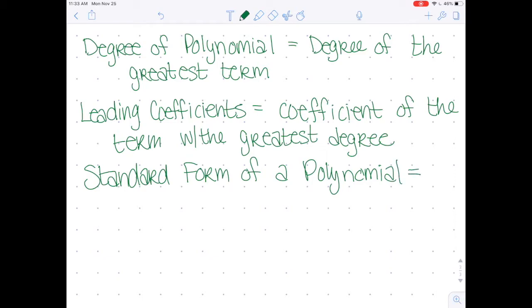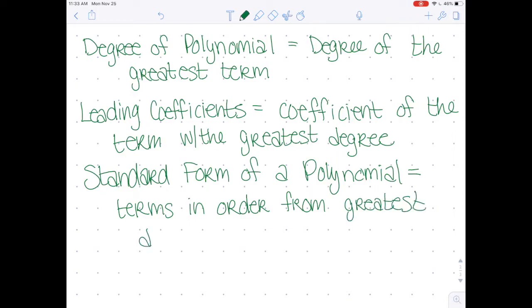And this is where the polynomial terms are written in order from greatest degree to least degree.